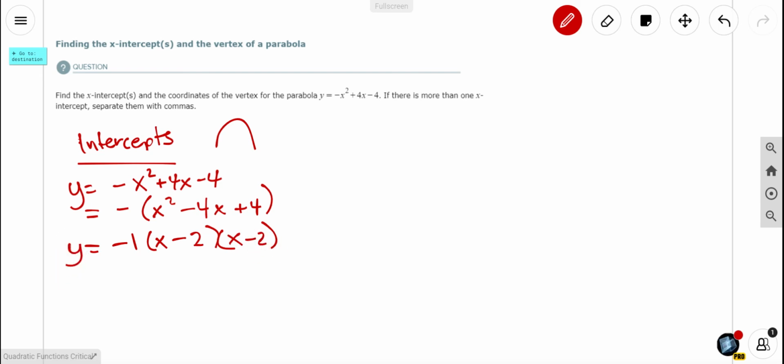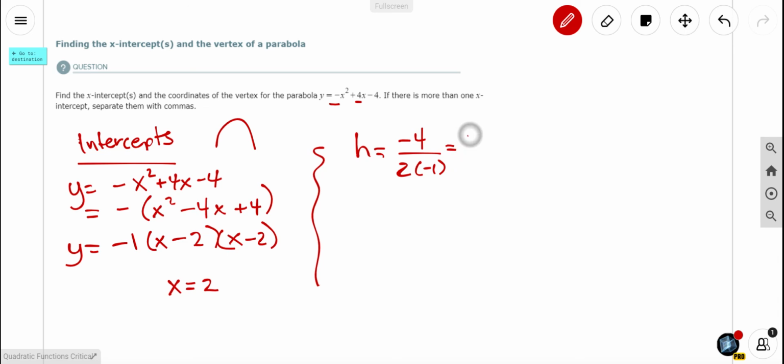So look at that. My intercept is x is equal to 2, because that would make this 0. X minus 2 equals 0, x equals 2. It's the opposite. To find my vertex, I would do h is equal to the opposite of b, negative 4, over 2a. 2 times negative 1, since a is negative 1. Negative 4 over negative 2 is positive 2.